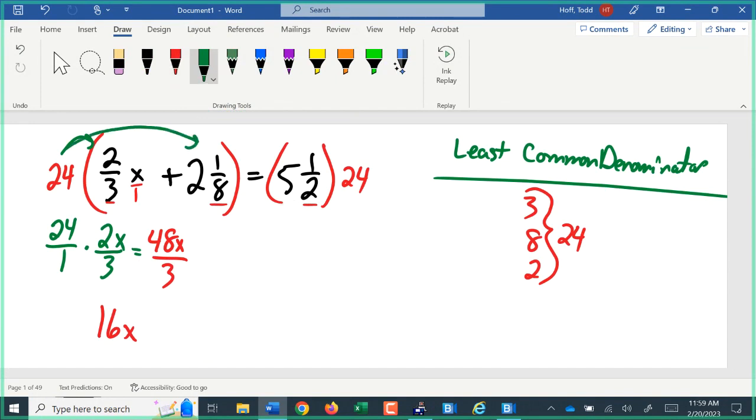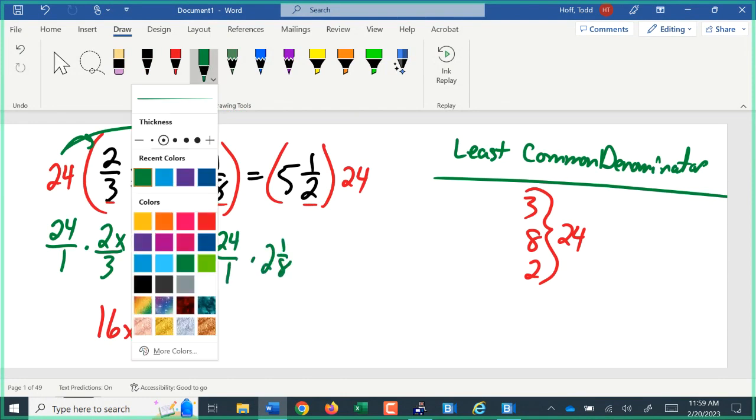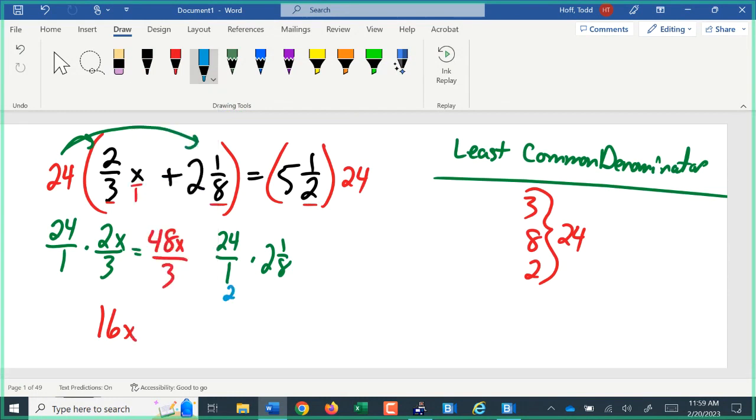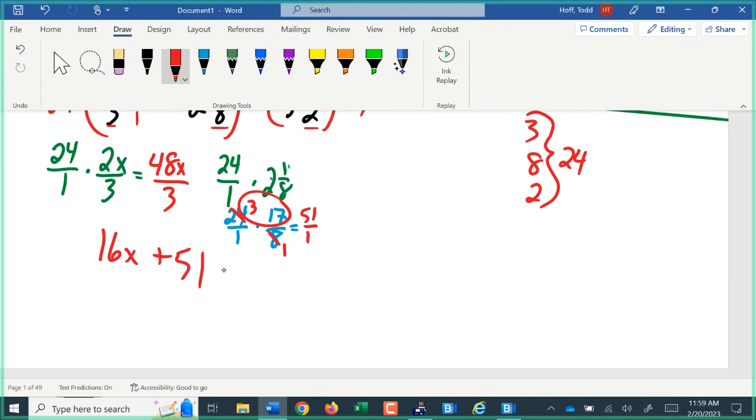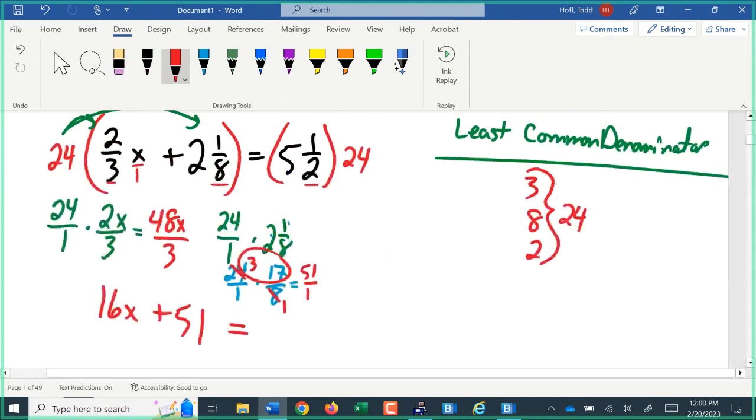Then we have 24 times 2 1/8. 24 over 1 times 2 1/8. Well, we need to make this improper. So this will be 24 over 1 times 2 times 8 is 16 plus 1 is 17/8. And here I would cross cancel. 8 and 24 divided by 8 giving me 1 and 3. 3 times 17 is 51 over 1. That's just 51. Equals 5.5 times 24.